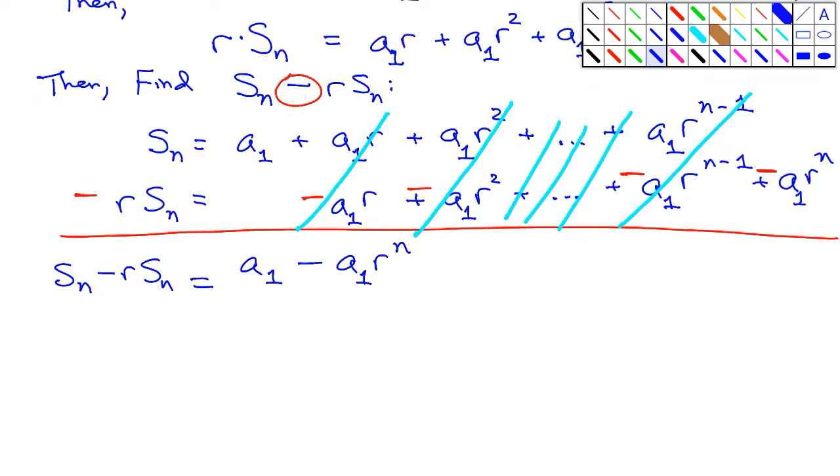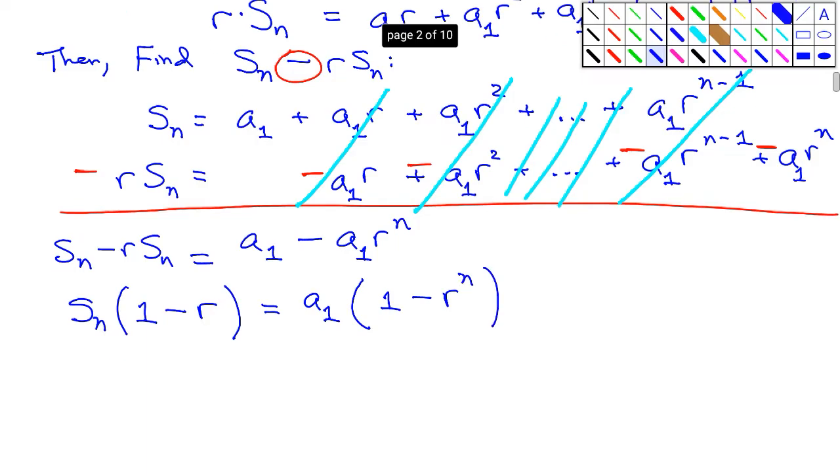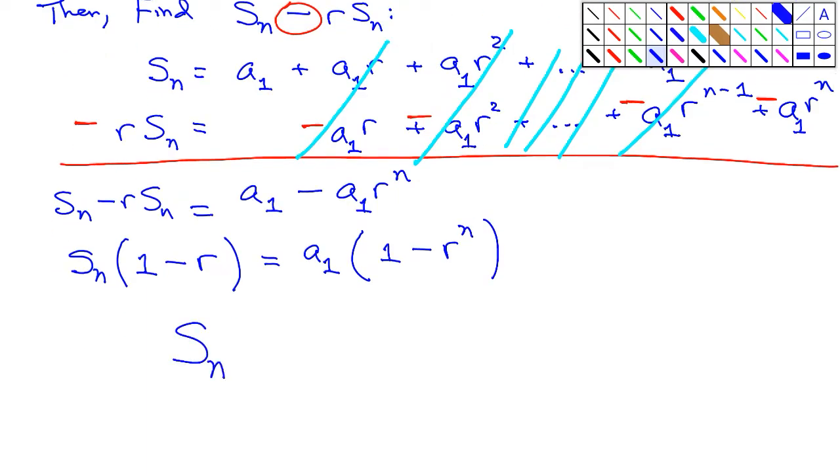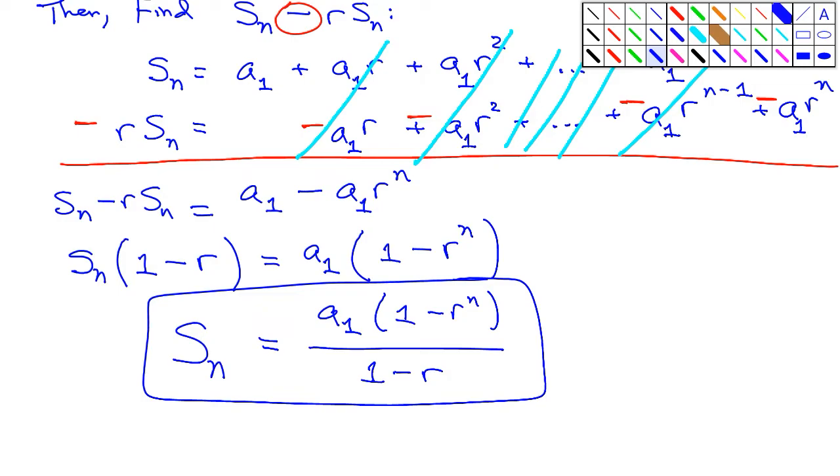Solving for s sub n, the first thing I need to do is factor on the left side, and that's going to leave me with s sub n times 1 minus r. Factoring on the left, I can factor out a sub 1, and that leaves me with 1 minus r to the n. And here it is. S sub n is equal to a sub 1 times 1 minus r to the n divided by 1 minus r. And that's the formula for the sum of the first n terms of a geometric series.